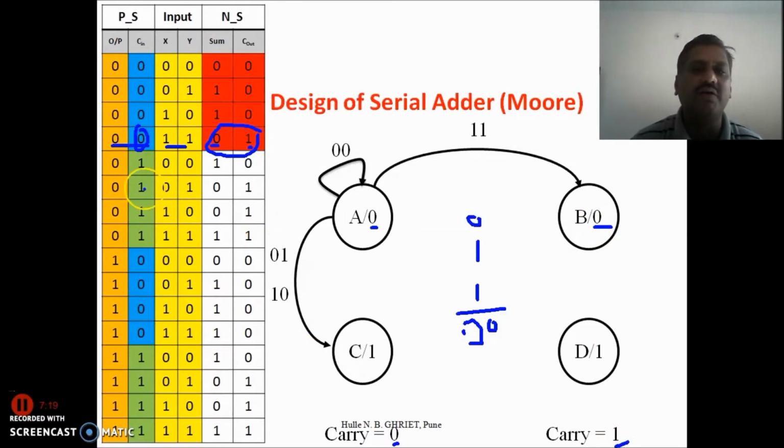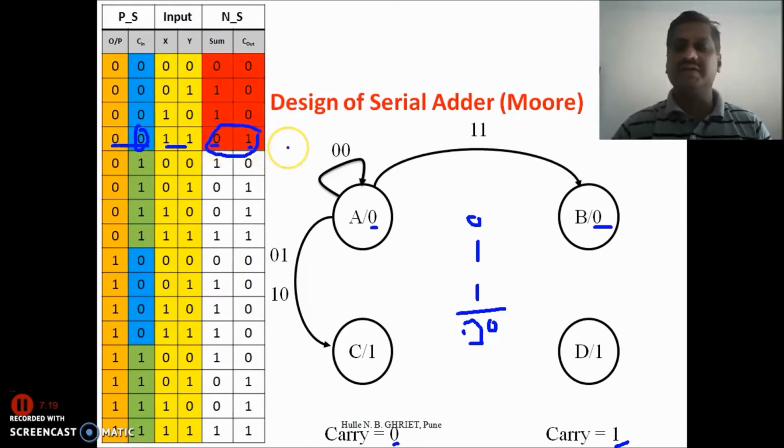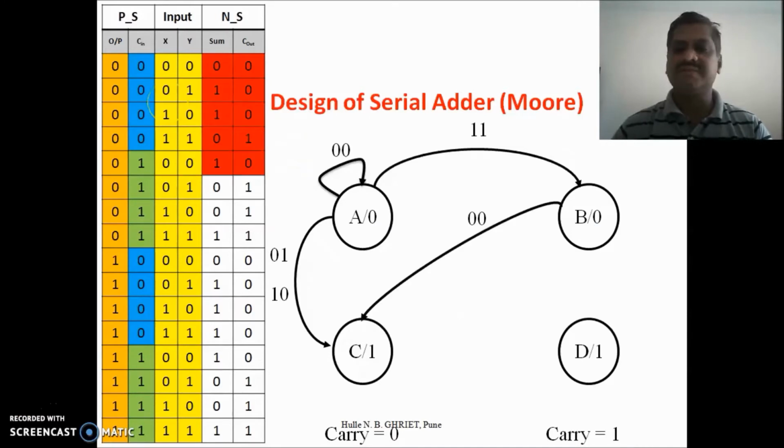Whenever we are in the A state and inputs are 1 1, the next state will be the B state, which we have shown here itself. This is 1 1. The next state will be the B. Then we are moving further.